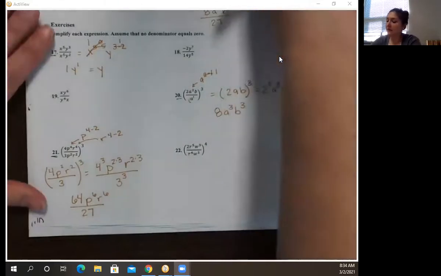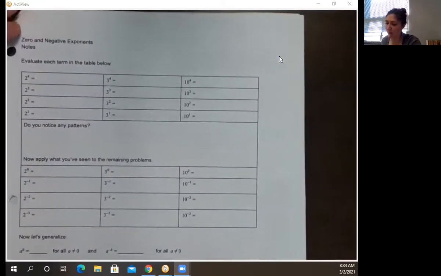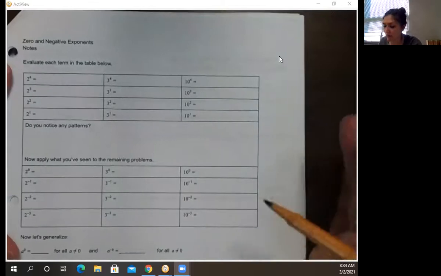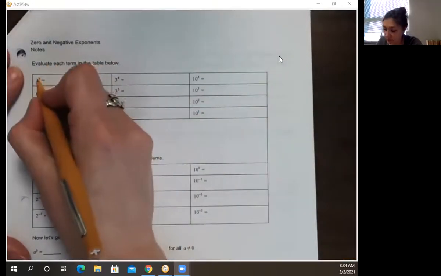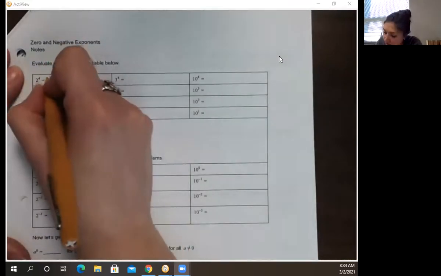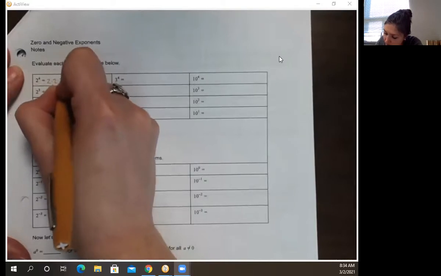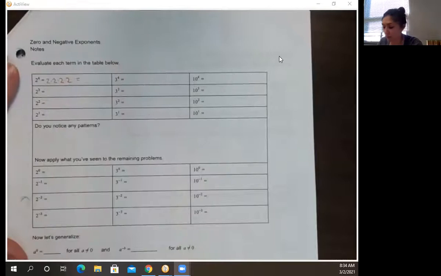The other type of exponent that we're going to look at today is what happens when we have a 0 exponent or a negative exponent. We already looked at an example with a 0 exponent just a minute ago, but I want to talk about this a little bit more. When we have some sort of positive integer exponent, we know that this means 2 times 2 times 2 times 2, so 2 multiplied by itself 4 times.